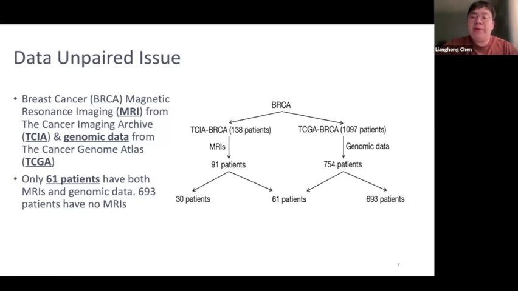From the TCIA, we found 138 patients and only 91 patients with MRIs. For the TCGA, we found 1,097 patients and only 754 patients with complete genomic data. There are only 61 patients in common between the two groups, which means only these 61 patients have both MRIs and the genomic data. The remaining 693 patients from TCGA don't have MRIs. Therefore, the data unpaired issue happened.